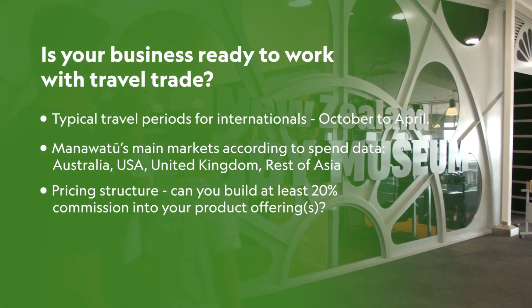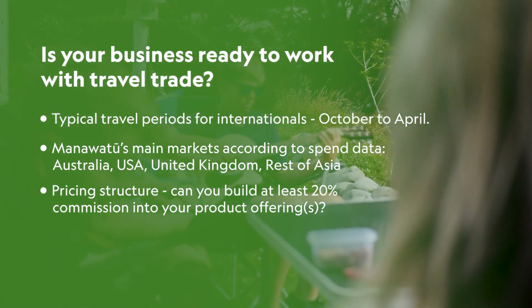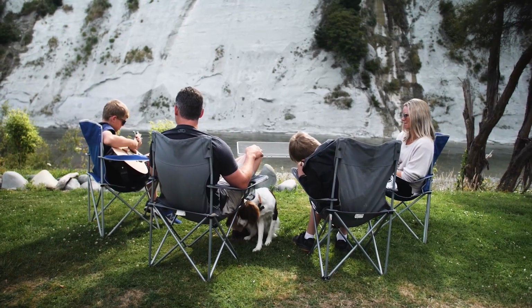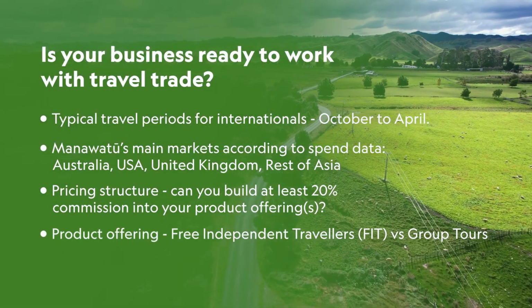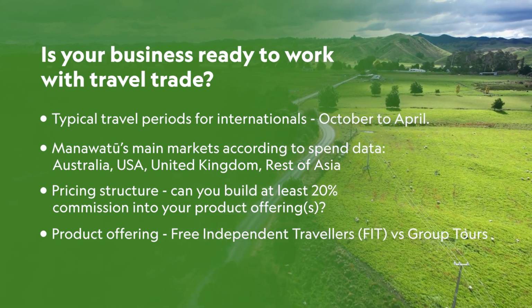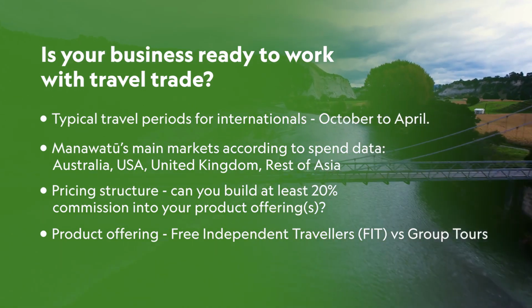You need to set a pricing or rate schedule to factor in commission. The product offering needs to be priced consistently, accurately and competitively to be successful in the market. When you are looking at your product offering, you need to think about who you are wanting to target, for example families, empty nesters, young professionals, or small groups.